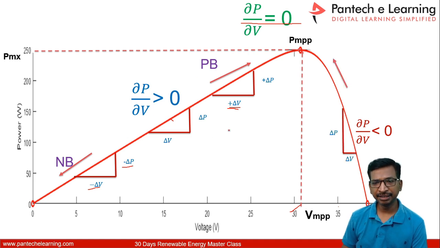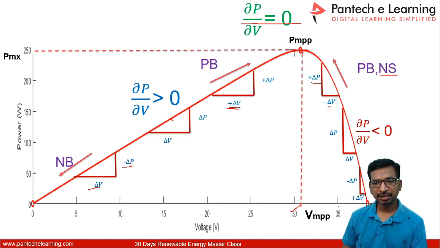Similarly, we can have another variable on the other side, here in this negative slope. Suppose you have calculated the sample difference of power with respect to voltage. Suppose the difference is positive in power and negative in voltage, then we can name it as a positive big and a negative small.